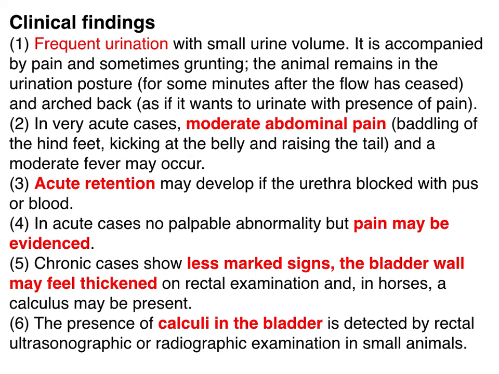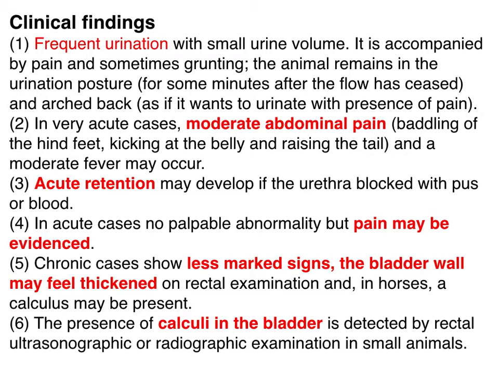Clinical signs: frequent urination with a small urine volume. It is accompanied by pain and sometimes grunting. The animal remains in the urination posture for some minutes after the flow has ceased. And arched back تحدث تقوس للظهر بسبب وجود الآلام as if it wants to urinate with the presence of pain. In very acute cases, moderate abdominal pain, buckling of the hind feet, kicking يضرب الحيوان بنفسه خاصة على منطقة البطن, and raising the tail, and moderate fever may occur.